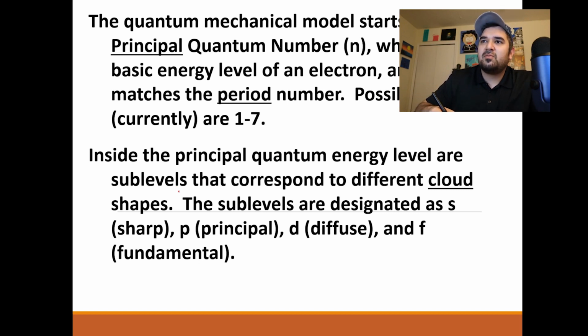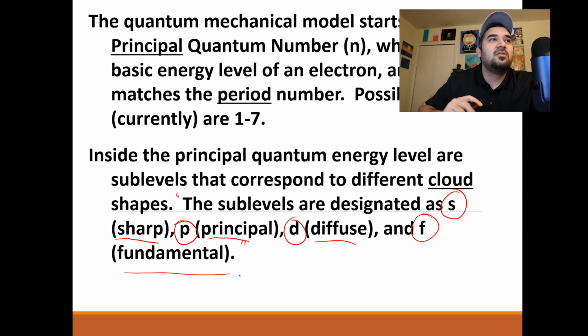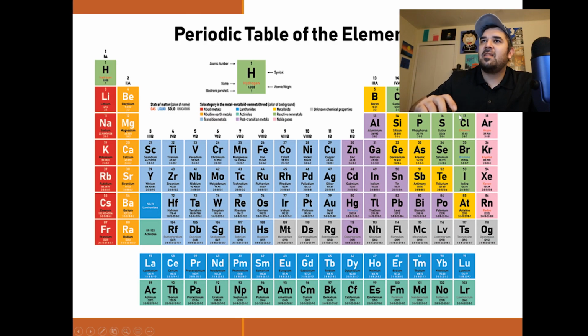So the sublevels we're going to be talking about today, that's the most important part of this page. The sublevels we're going to talk about today are called S, P, D, and F. So the S block, which we'll talk about in a minute, it stands for sharp. You don't need to know that. P stands for principal, D stands for diffuse, and F stands for fundamental. So none of this matters to you. I'm just going to go ahead and move on to the next slide.